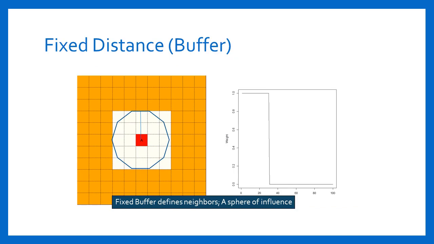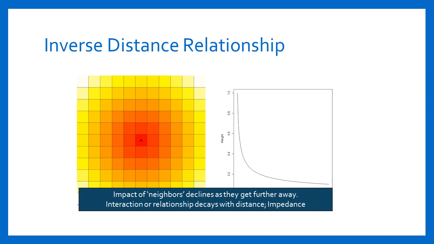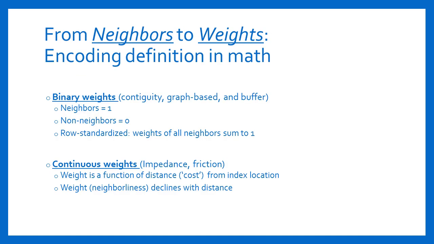But sometimes we use buffers to define neighbors. We might say that all of the census tracts or all of the counties within a fixed distance of my county are my neighbors. And sometimes we use inverse distance. In other words, we say that how much of a neighbor you are with me is inversely related to the distance you are from me. So rather than being discrete, it's continuous. The point is that we can make decisions about definitions of what is local, what is nearby, and then we can take that and make it mathematical. And we do that by defining neighbors as ones and non-neighbors as zeros.